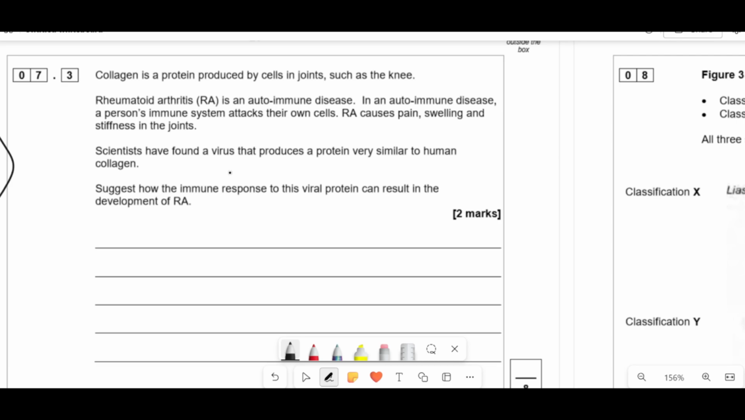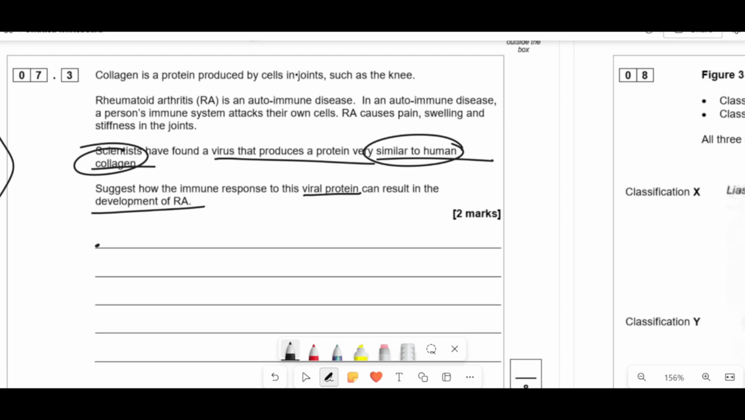So lots of people were just repeating things from the question, and just saying all kinds of rubbish. It's saying here suggest how the immune response to the virus can result in rheumatoid arthritis. And they have told you that this virus makes a protein very similar to the collagen. So then, what that means is the immune response in humans will make an antibody against this protein, but because it is similar to human collagen, that antibody is also going to bind to the collagen and destroy it. You can't really say attack.